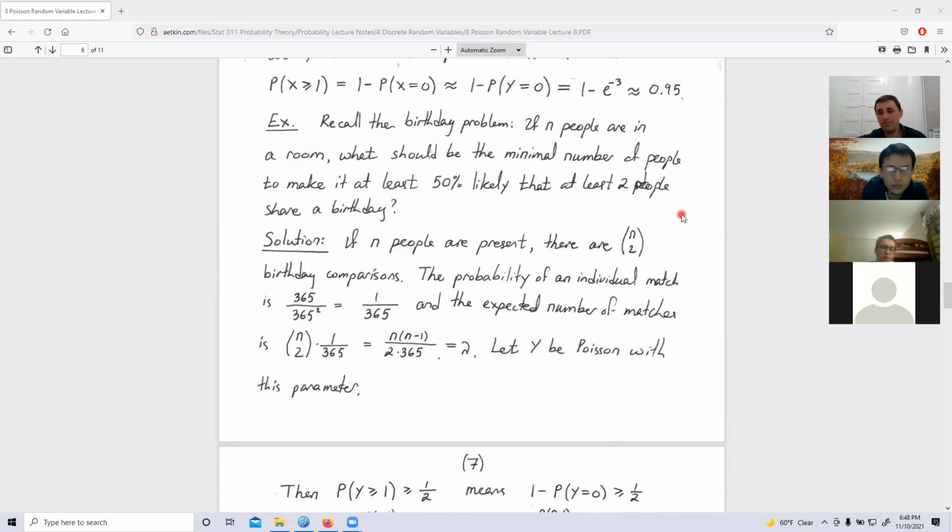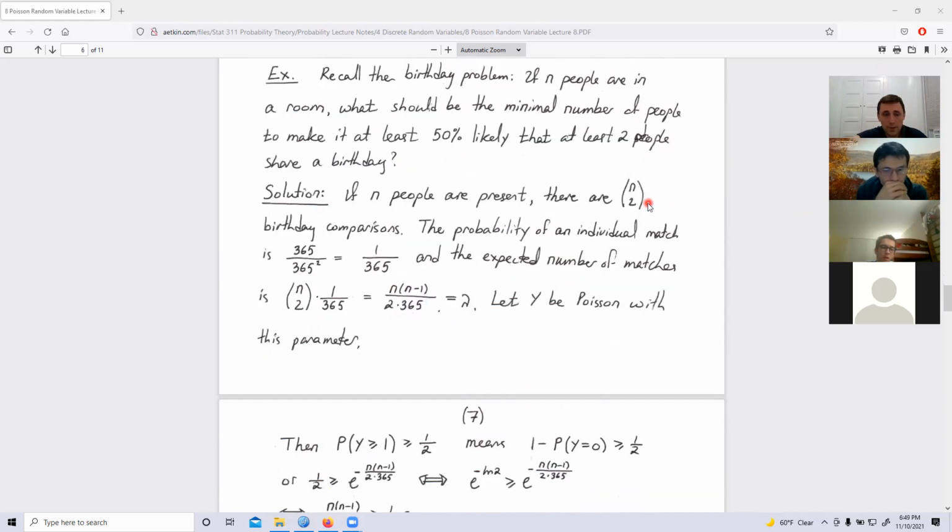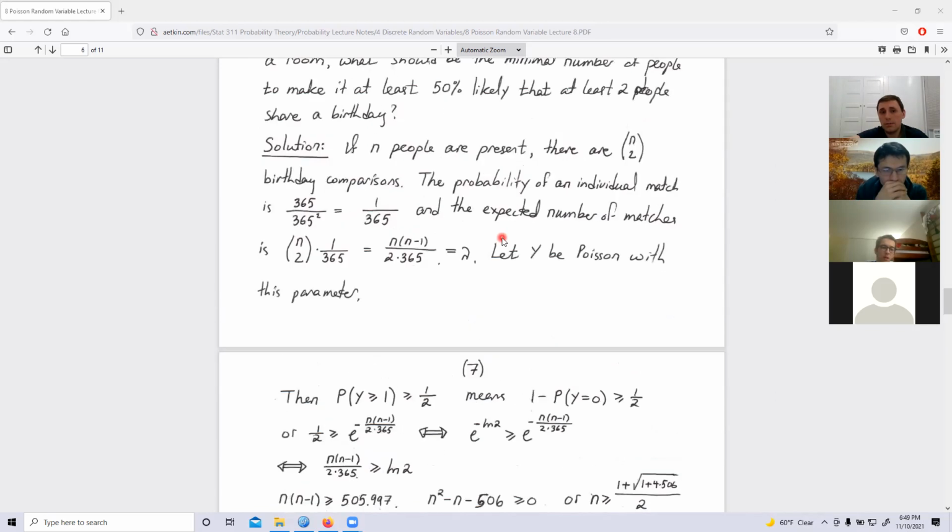And here is again the birthday problem. Remember that if n people are in a room, we want to know the minimal number of people, n, so that the probability that at least two of them share a birthday is about 50% or more. So how can we solve this question? If n people are present, there are n choose 2 birthday comparisons, so there are n choose 2 trials. The trials are not independent, but I can pretend that they are. Given 2 people, the probability that they match on a birthday is 1 out of 365. Take 2 people, they can have any of 365 squared pairs of birthdays, and they can match on any of 365 days. So that's the probability.